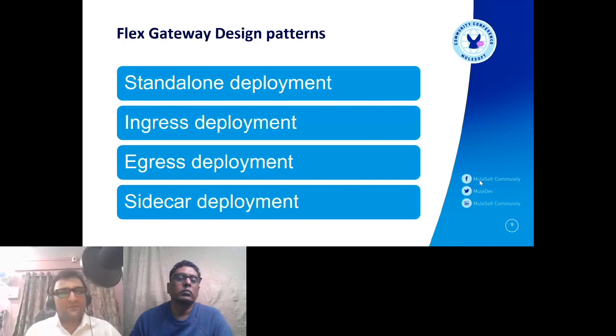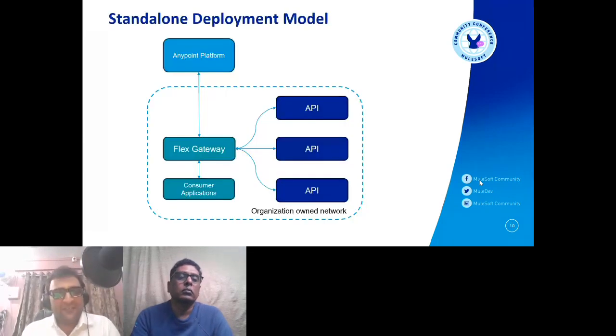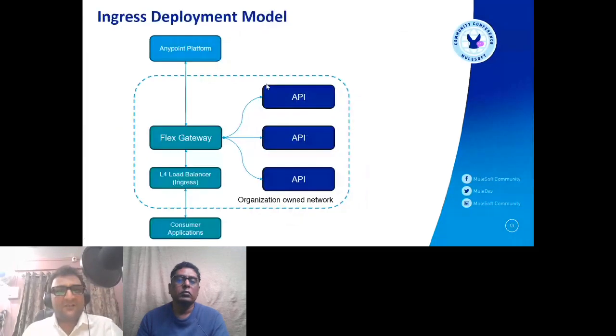For the standalone deployment model, we are setting up the Flex Gateway in the organization's own network, as I mentioned. You are securing all your internal APIs, and that particular Flex Gateway is in the connected mode, so it is connected to your Anypoint platform. Internal consumer applications can call this particular Flex Gateway, and the Flex Gateway can route your request to the particular APIs. So that is for internal API communication. You can use the standalone deployment model. And now let me go to the next slide.